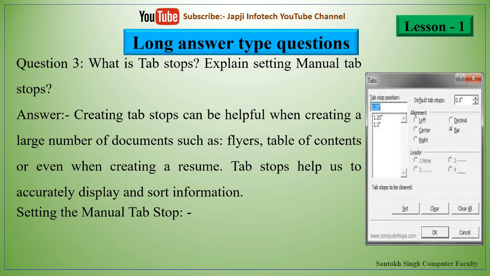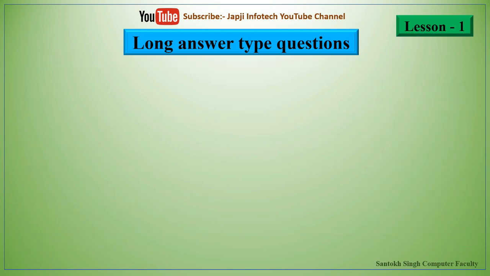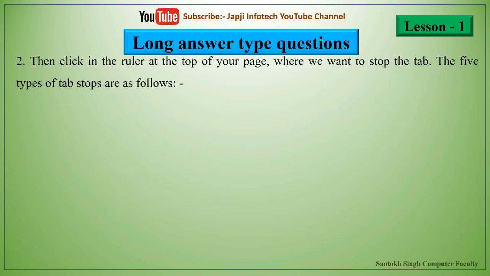For setting the manual tab stop, the steps are: first one, click the tab selector at the left corner of the ruler until it displays the type of tab that you want. Second one is then click in the ruler at the top of your page where we want to stop the tab. The 5 types of tab stop are as follows.